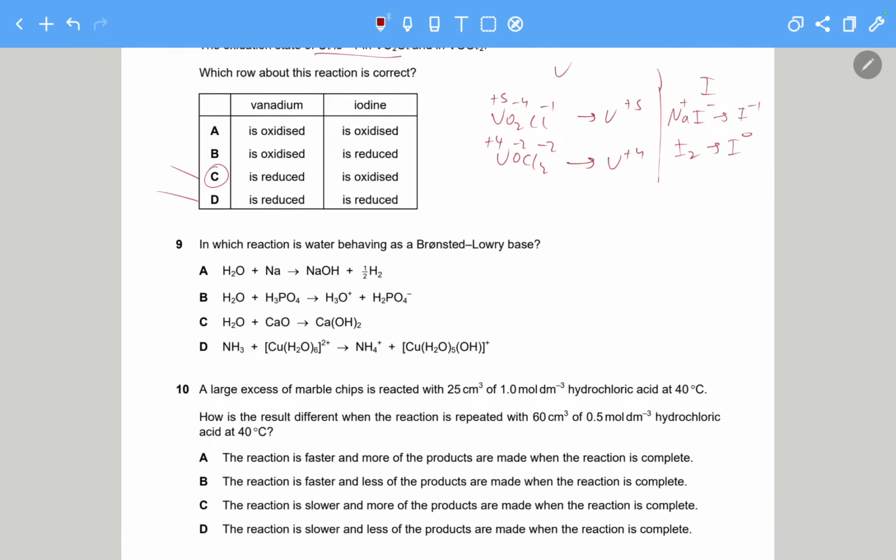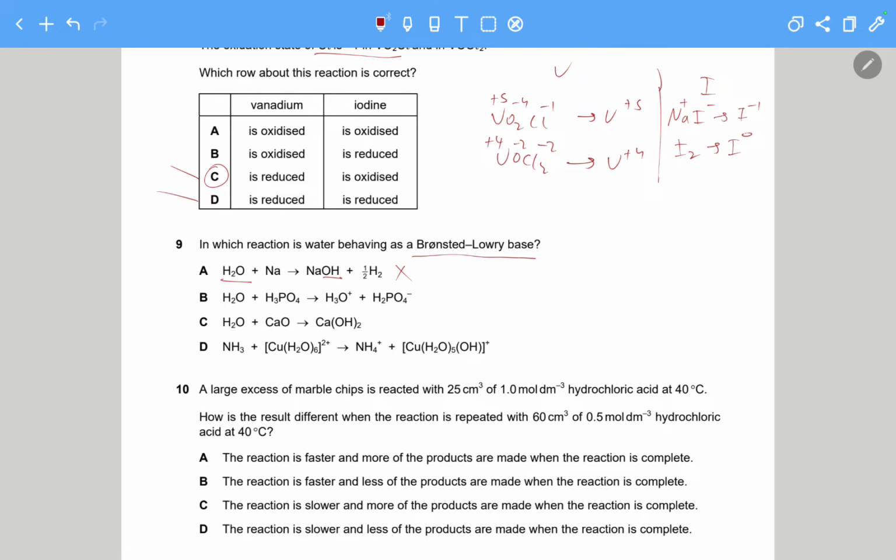Question 9. In which reaction is water behaving as a Bronsted-Lowry base? Now, before answering this question, we recall the definition of a Bronsted-Lowry base. This base accepts a proton. So we know that. Now the first option, H2O plus Na gives NaOH plus half H2, and in this the water is behaving as an acid, not a base, because it is donating a proton. The H2O is converted to OH negative, it is donating a proton, so this cannot be the answer.